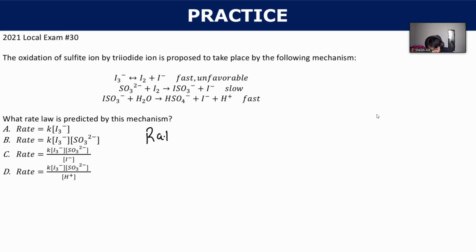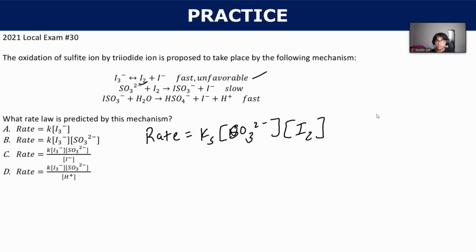So rate is going to equal Ks times SO3 2 minus times I2. But you see here that the I2 is actually an intermediate, so you need to figure out the rate law of this fast equilibrium to figure out how to substitute in for that I2. So the forward reaction is going to be K1 times I3 minus, and then it's going to be equal to the rate of the reverse reaction, which is going to be K minus 1 times I2 times I minus.